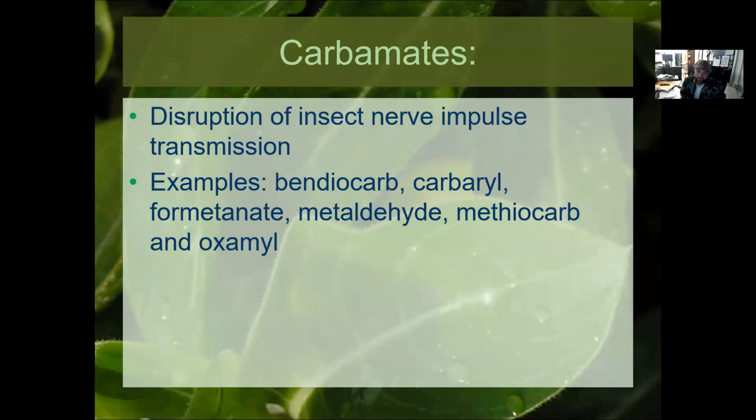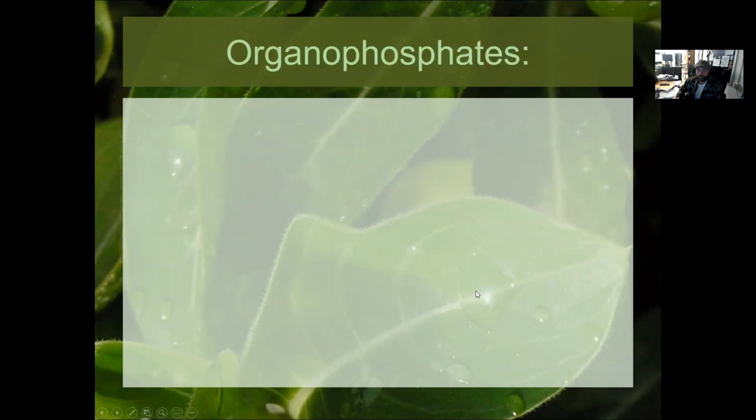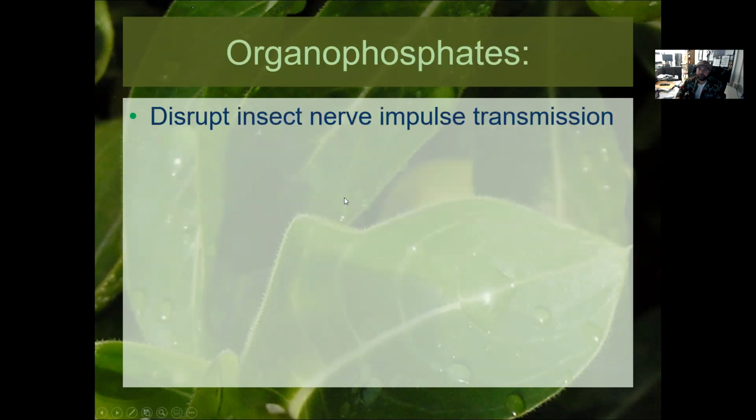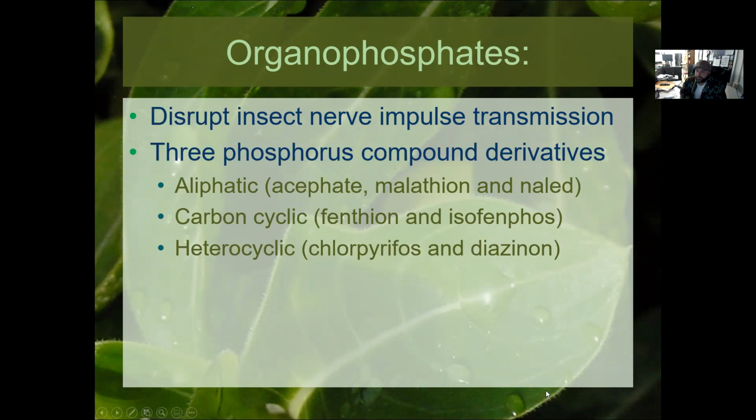So carbamates, disruption of insect nerve impulse transmission. Some examples of this, already talked about, are metaldehyde, methiocarb, and oxamyl. So organophosphates disrupt insect nerve impulse transmission. They are phosphorus compound derivatives: aliphatic, carboxylic, and heterocyclic.